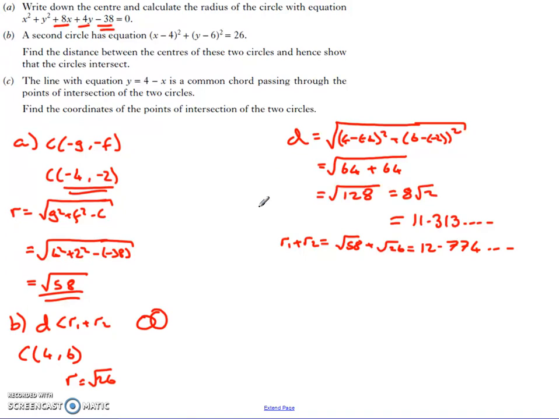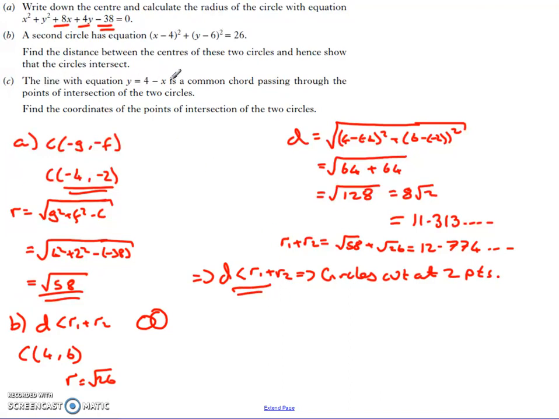So what I can do is look at that and simply say, therefore, D is less than R1 plus R2, so therefore the circles cut at 2 points. The circles cut each other at 2 points. We've satisfied the condition that we want.